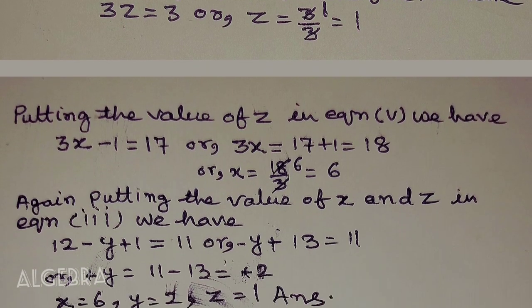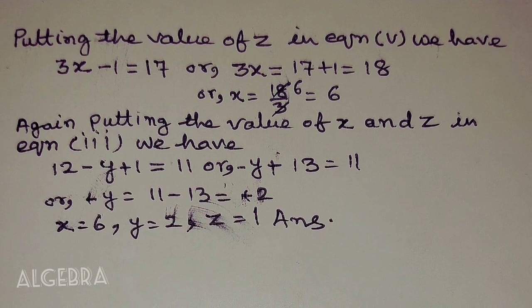Putting the value of z in equation 5, we have 3x minus 1 is equal to 17, or 3x is equal to 17 plus 1 is equal to 18, or x is equal to 18 by 3 is equal to 6. Again putting the value of x and z in equation 3, we have 12 minus y plus 1 is equal to 11, or minus y plus 13 is equal to 11, or minus y is equal to 11 minus 13 is equal to minus 2, or y is equal to 2. So x is equal to 6, y is equal to 2, and z is equal to 1.